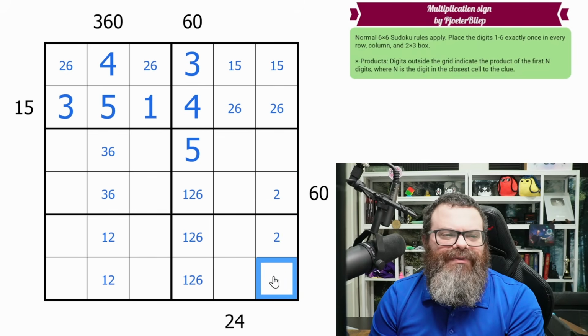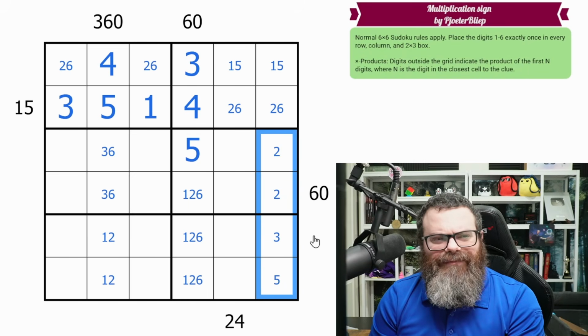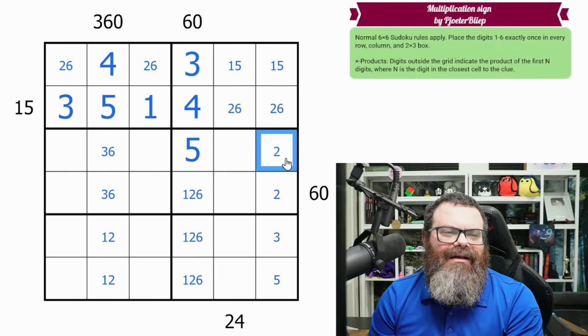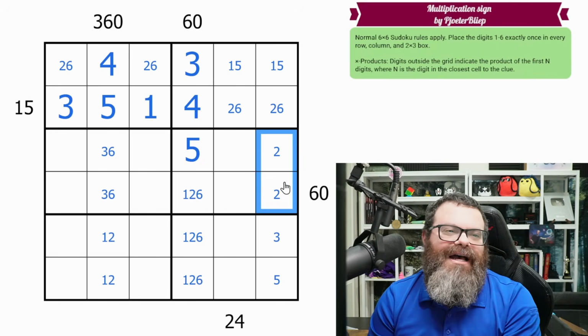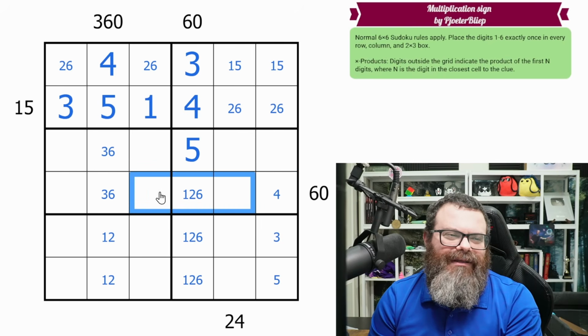If we have 2, 2, 3, 5, these are our prime factors. We can't repeat the 2, so we're going to have to combine the 2 into one of these. If we combine the 2 and the 2, we get 3, 4, 5. And 3, 4, 5 is nice because this can be a 4, and then we could do a 1, 3, 5 across here.